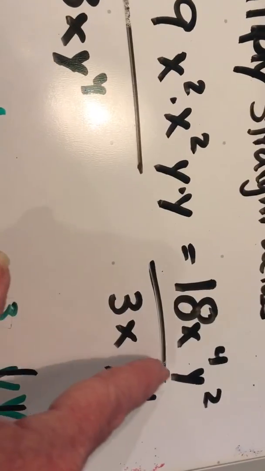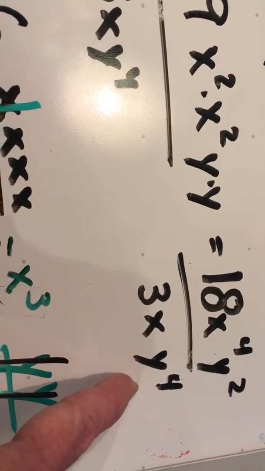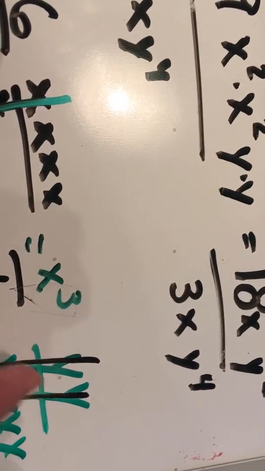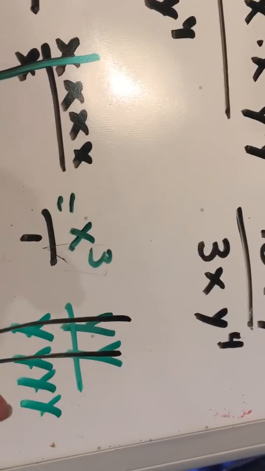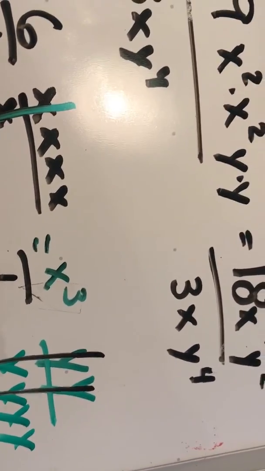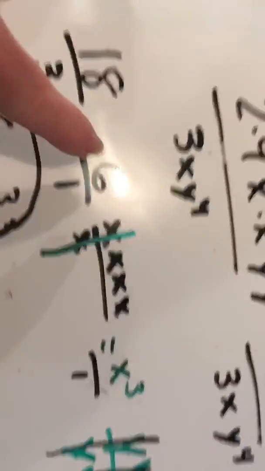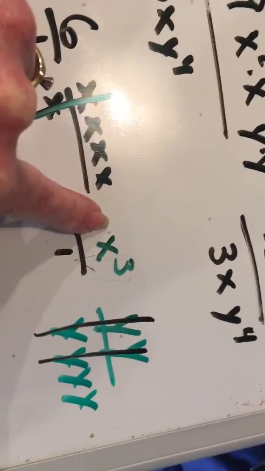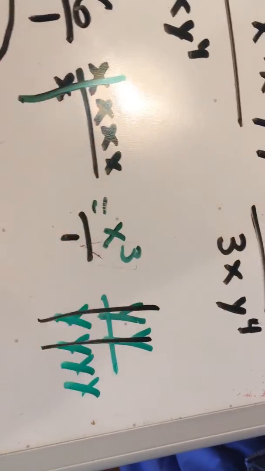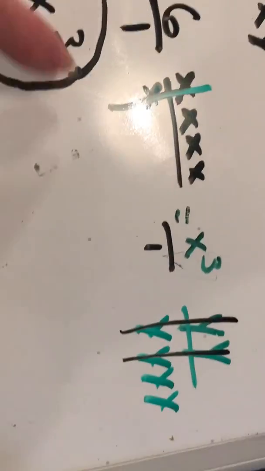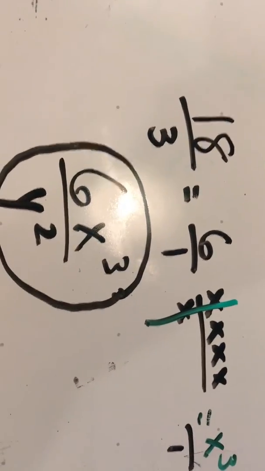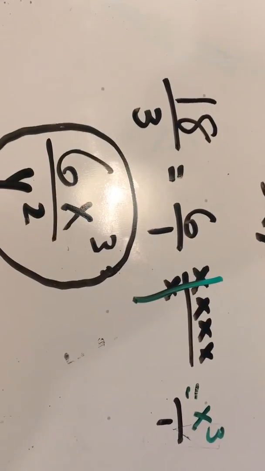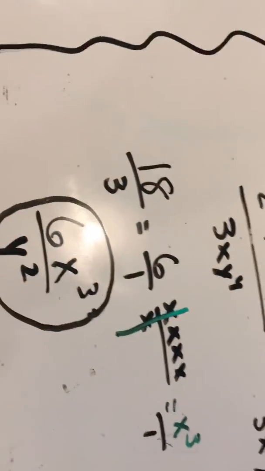And then we have y squared divided by y to the 4th. In expanded form, it's y times y over y times y times y times y. Those two y's cancel out, leaving me with y squared in the denominator. So my final answer when I put all this together is 6 times x cubed times 1, which is 6x cubed, over 1 times y, which is y squared. Okay? If you have questions with that one, give me a call. That one's probably the trickiest of all of them.